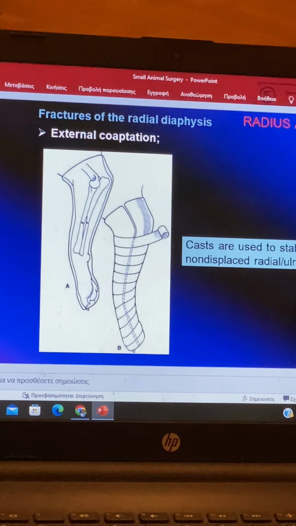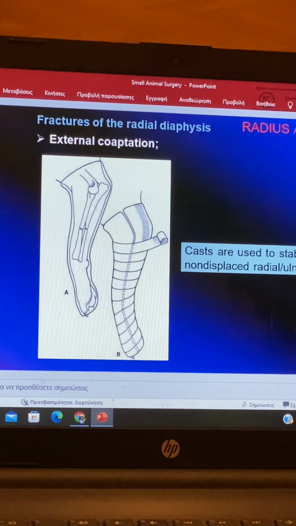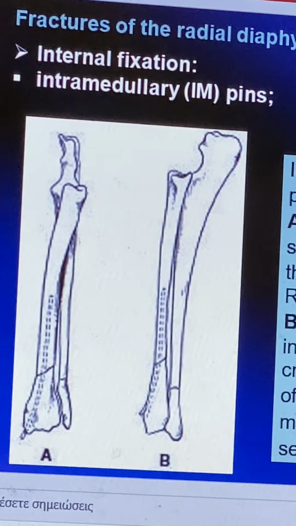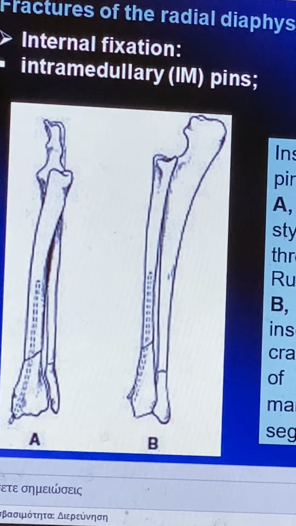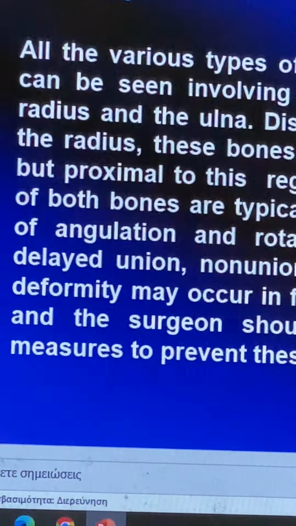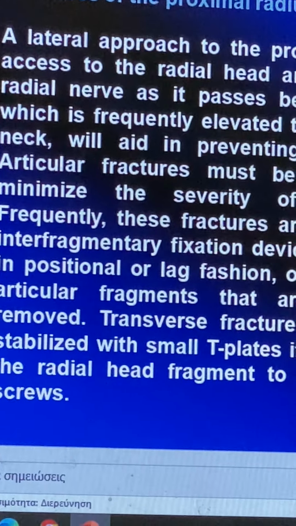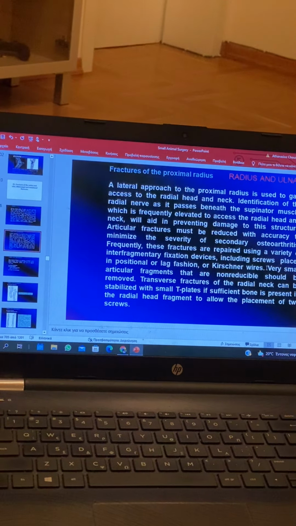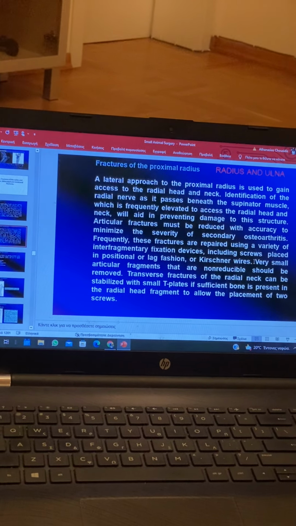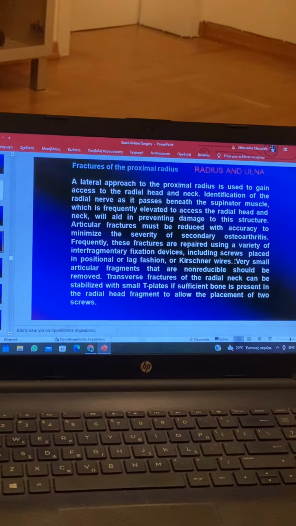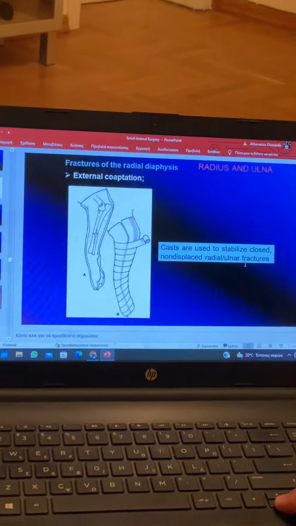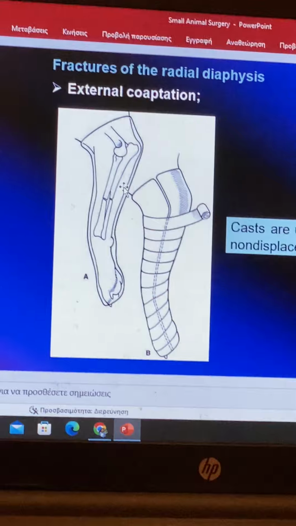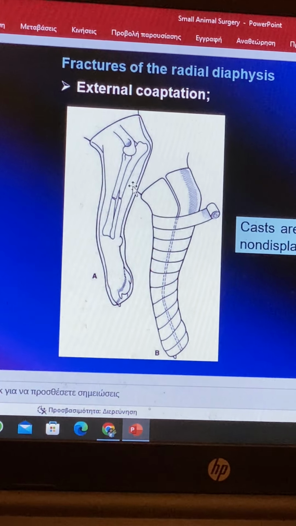Different kinds of fractures. We can have proximal fractures. So diaphysis, we don't have a picture with that. In case of proximal fractures, we will have a lateral approach. We will find the radial nerve and go under it. I cannot exactly say, but yes. And we will go under it.